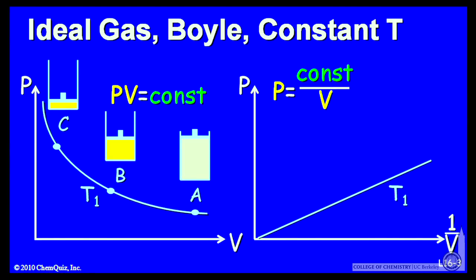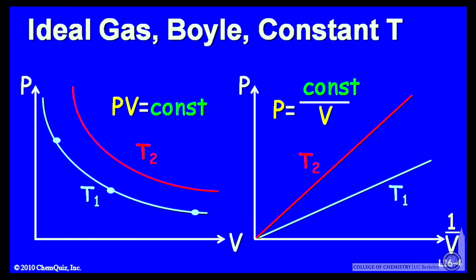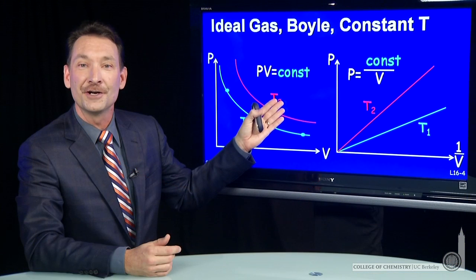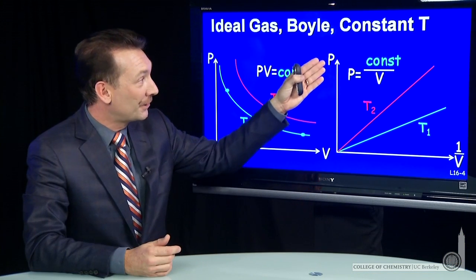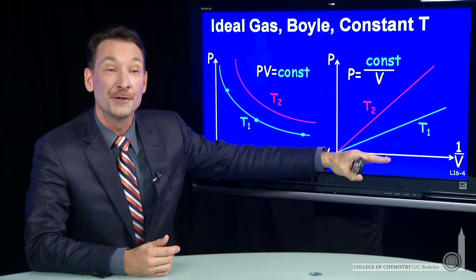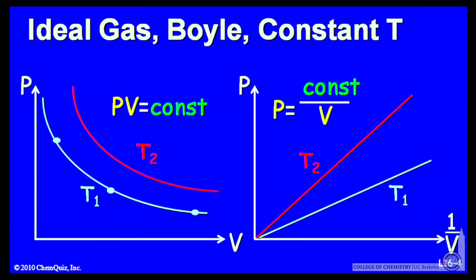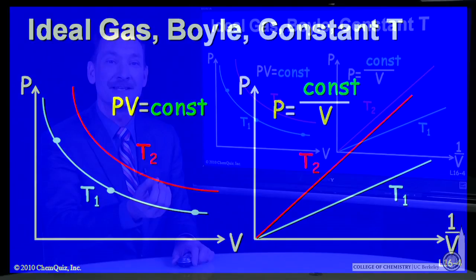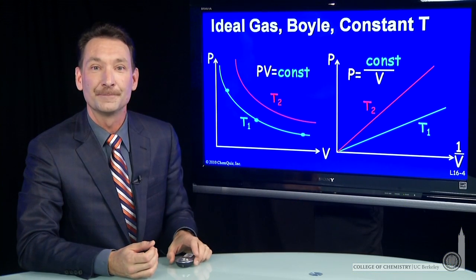Here we have our curve on the pressure versus volume plot. If we go to a higher temperature, that shifts the entire curve. On our linear plot of pressure versus 1 over volume, the slope of the line changes for a different temperature. So pressure times volume is a constant reflected on two different plots.